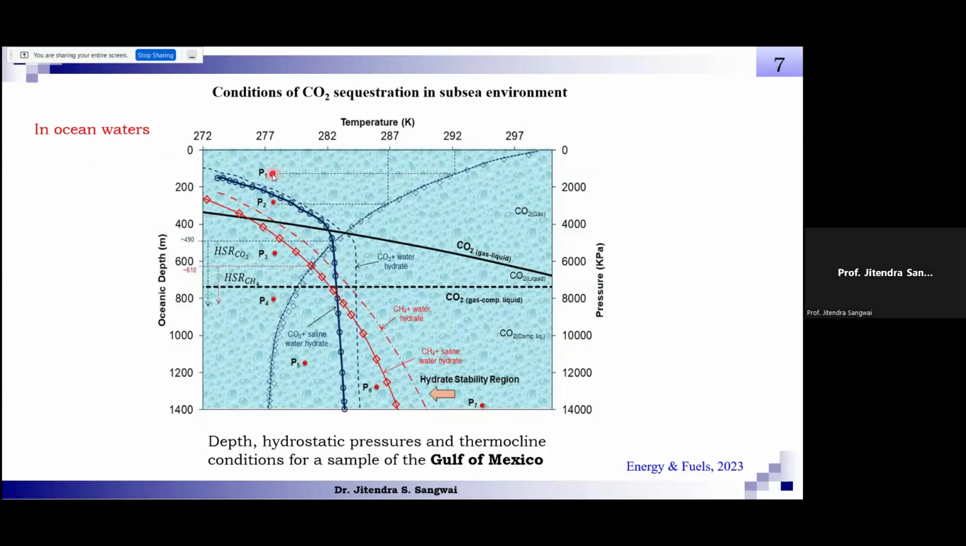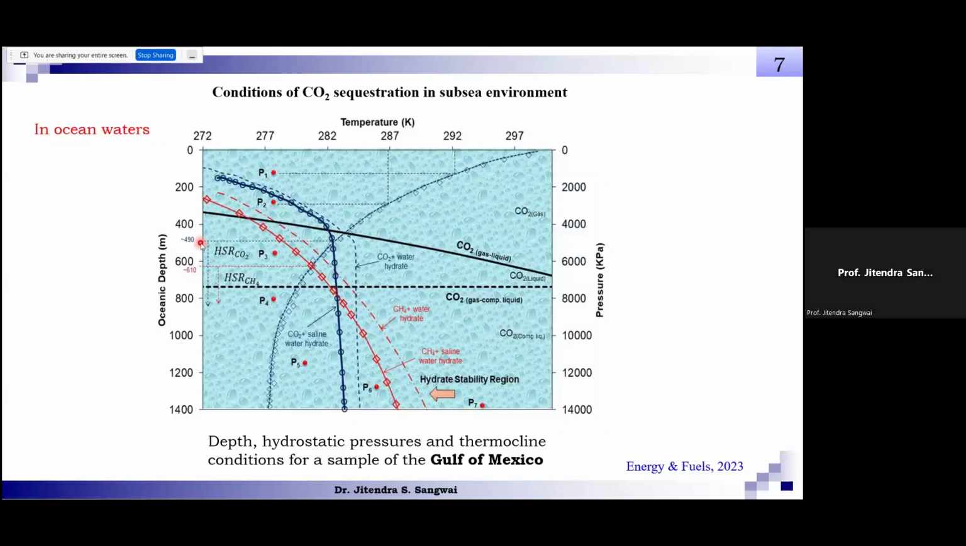For example, at P1, if I inject carbon dioxide, the temperature is such that, if you look at this CO2 gas liquid line, at this condition it falls in this zone, and therefore the CO2 will remain in a gaseous phase. As you go deeper and deeper, the CO2 will become liquid and you end up forming hydrate from the liquid phase, right? So here, based on the intersection of this hydrate stability curve and the thermocline, one can say that the minimum pressure required to form hydrate, or the minimum depth required to form hydrate as far as CO2 is concerned, is about 490 meters, or let us say approximately 500 meters.